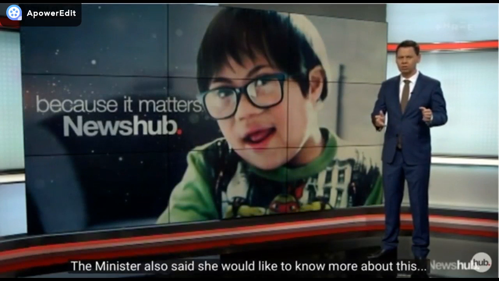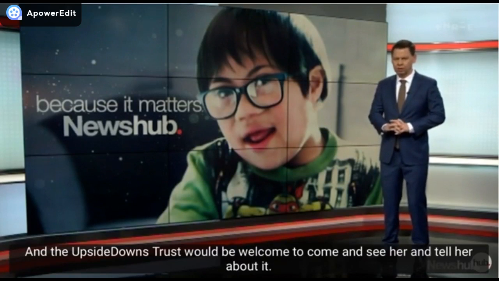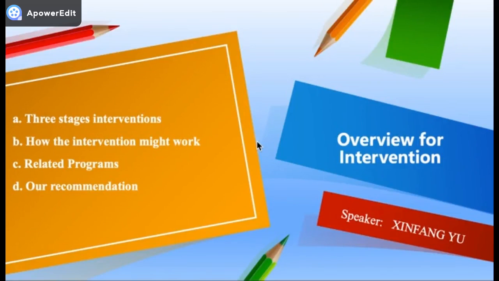Okay, now let's focus on parent-mediated interventions for promoting communication and language development in young children with Down syndrome. We're going to do it from 4 parts. First is 3 stages interventions and how the intervention might work. Next is 2 related programs. The last part is our recommendation for intervention.